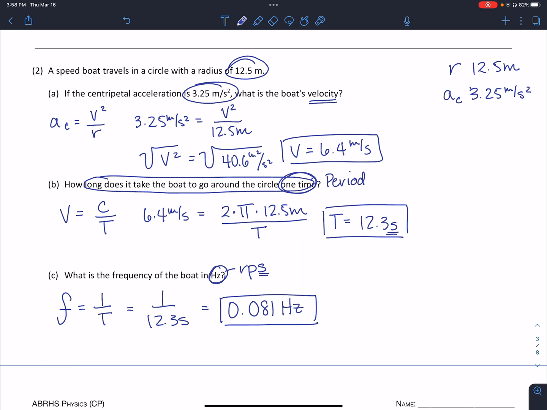Okay? All right. So that is what we're going to do with centripetal acceleration. Come back and we'll talk about centripetal force.